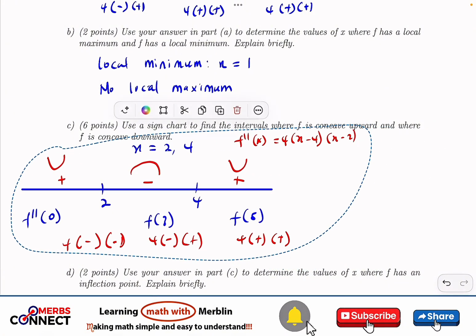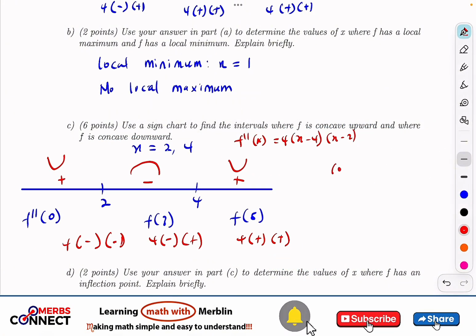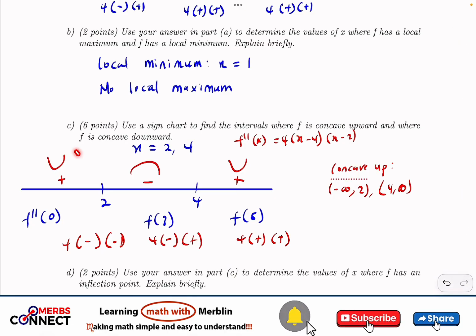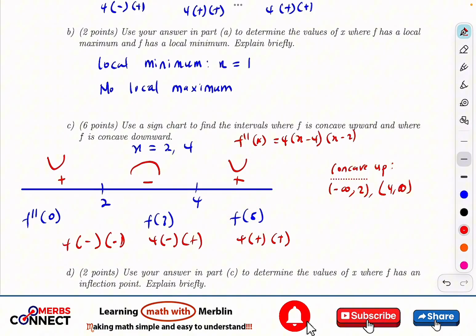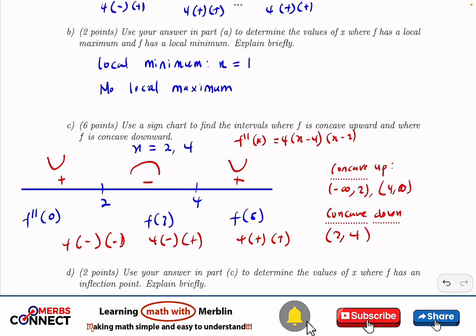Let me shift this one small. So concave up is going to be from negative infinity to 2, and from 4 to positive infinity. So this is where the concave up happens, right? And then concave down is going to be between 2 and 4. So we just have concave down here.